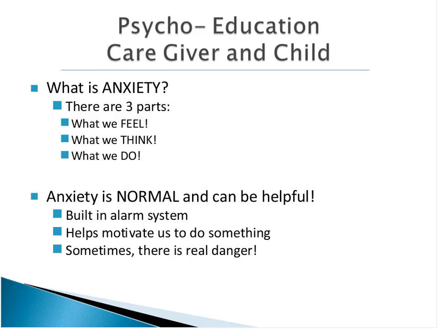Here's an example of information we're giving to the caregiver and the child. What is anxiety? Well, there are 3 parts of anxiety: what we feel, what we think, and what we do. Anxiety is normal and can be helpful. It's a built-in alarm system. If I smell smoke in my house, I should feel some type of reaction. You better go check that out, because if I smell smoke and I don't have that reaction, how will I know whether it's a real fire or if my son just burnt his grilled cheese? Anxiety is normal.